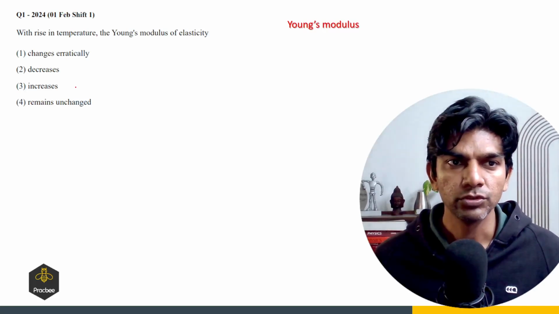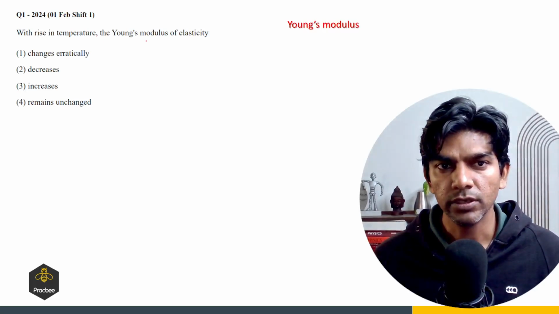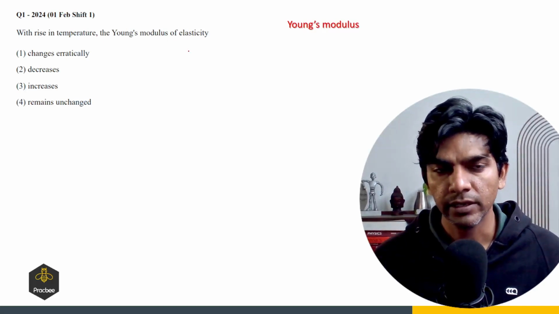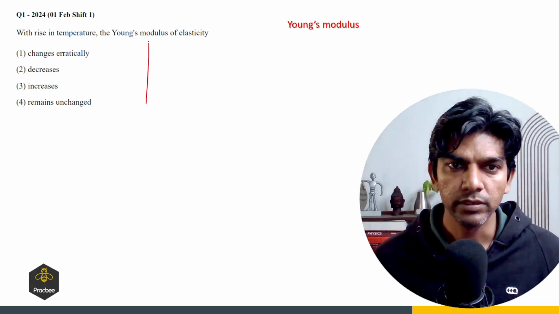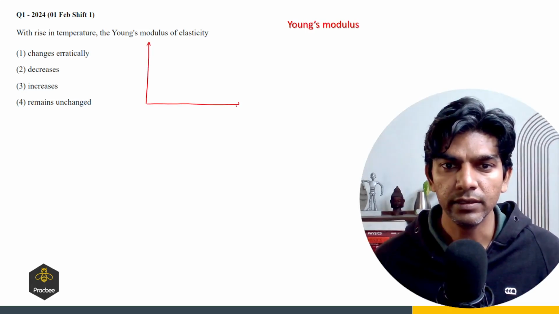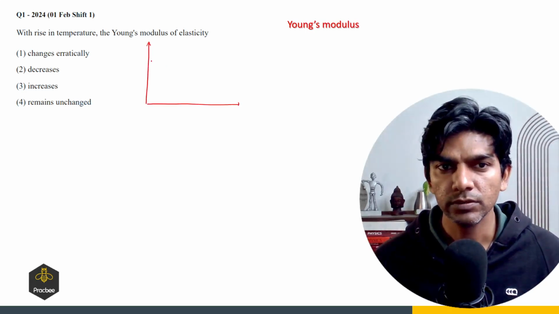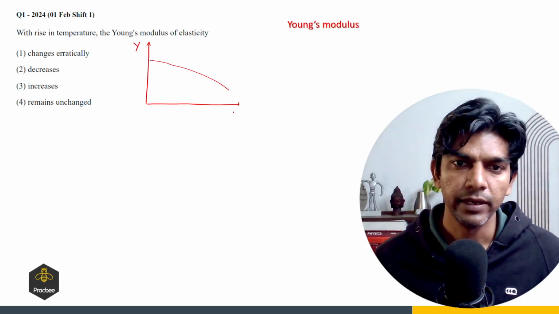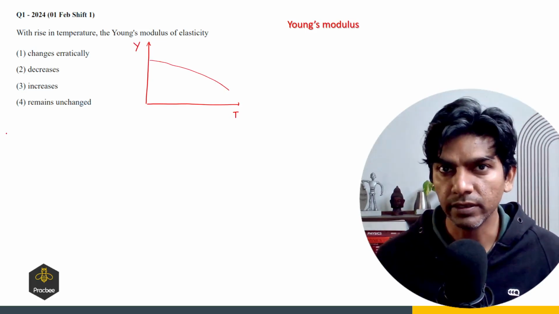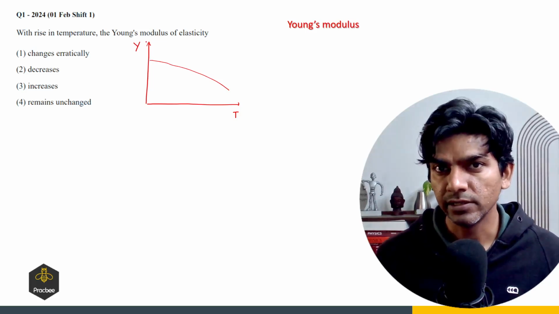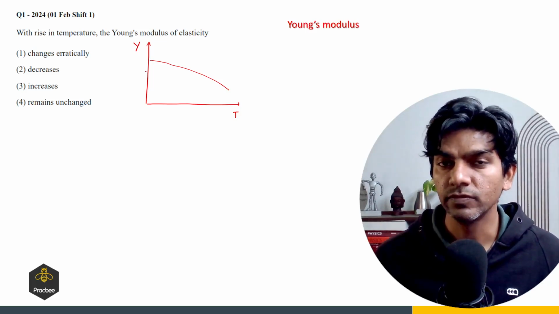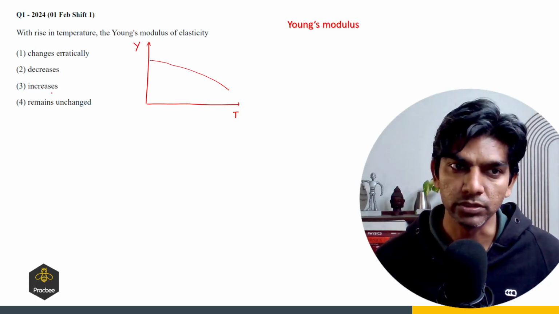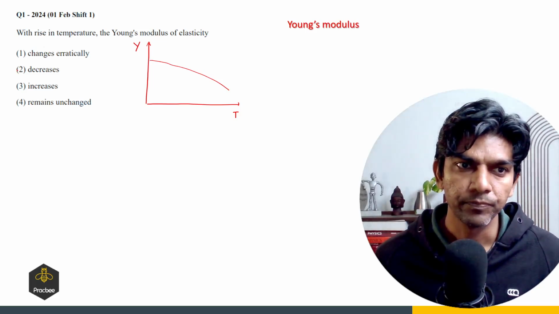Now let us see the next question. With rise in temperature, the Young's modulus of elasticity. So Young's modulus decreases with the increase in temperature, so it will decrease. If we have Young's modulus on the y-axis and temperature on the x-axis, so it will decrease because Young's modulus tells us the stiffness of the material, and the stiffness decreases as we increase the temperature. So it should be option 2.